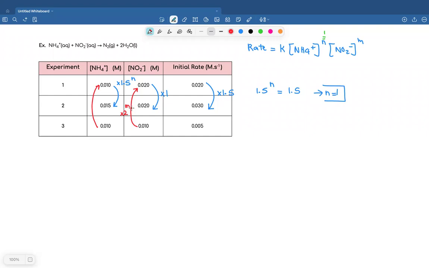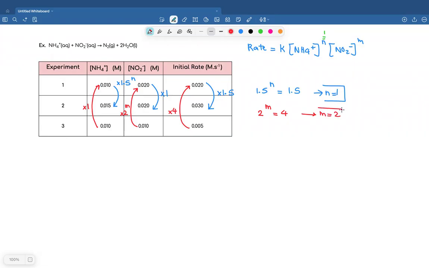So 2 to the power of M. And then I will see how that is affecting my initial rate. As you can see, NH4+ is not changing, NO2- is going twice as much to the power of M, and if I look at my rate, it's actually becoming 4 times more. So now I can solve this equation: 2 to the power of M equals 4. Therefore, I know M should be 2.